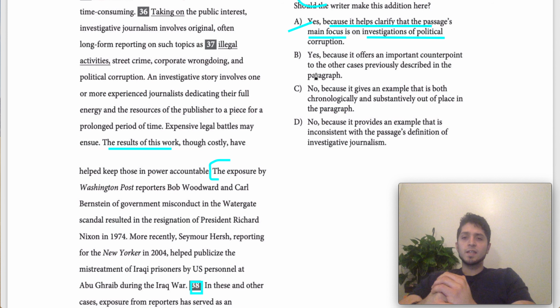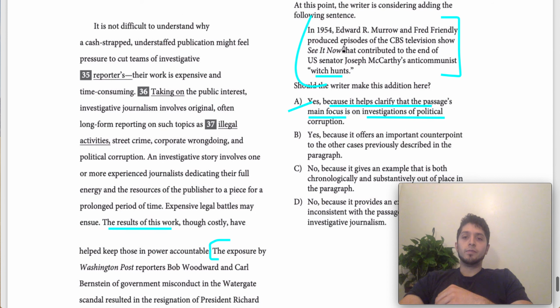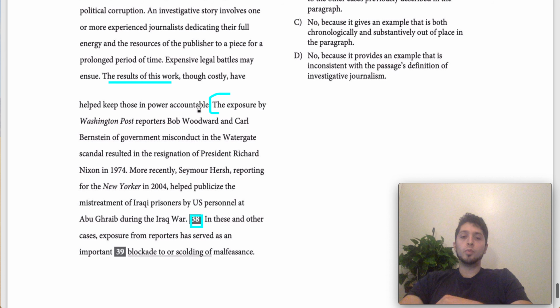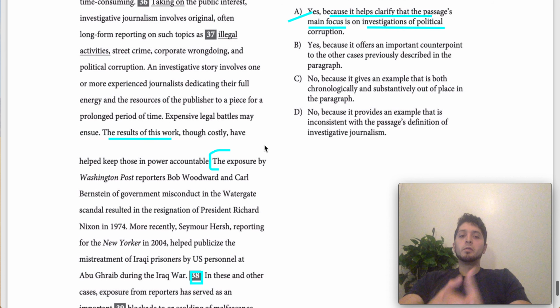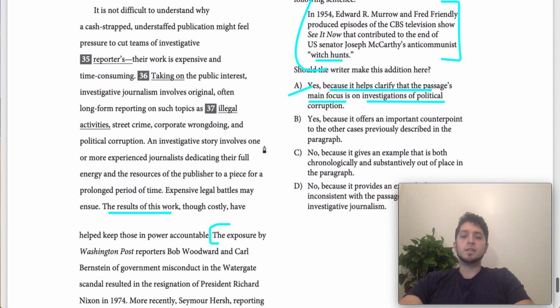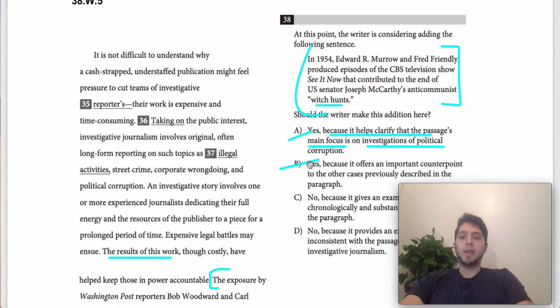B says yes because it offers an important counterpoint to the other cases discussed in the paragraph, as if this little point here is a counterpoint to the 2 points here. But that's not what we were thinking. We were not thinking that it provided a counterpoint or a counter-argument. We were thinking that it worked pretty good because what it did was provide support, right? A piece of evidence that supported it. So for that reason, we would get rid of B, which says, okay, there must be a reason why we eliminate it and answer no.